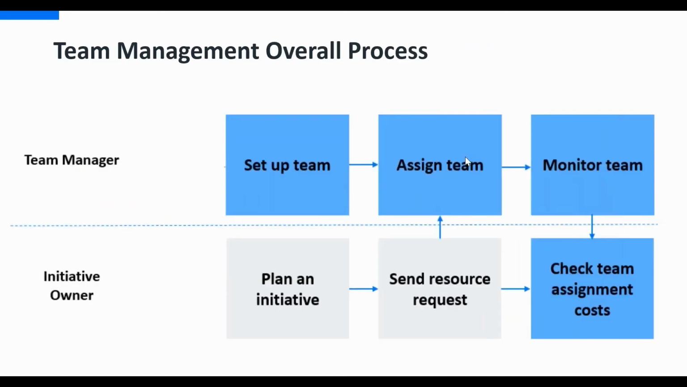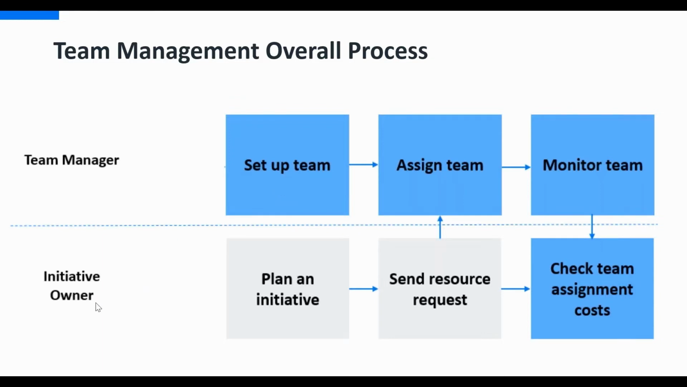So let's look at the overall process for team management. The block diagram that you see here basically summarizes the steps used in this process. As a team manager, the team manager sets up the team. The team usually consists of cross-functional resources that work together to deliver a particular initiative. The team manager defines a team along with any sub-teams, resources, as well as unnamed resources.